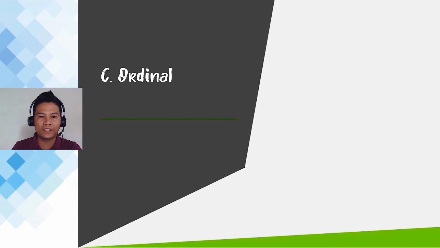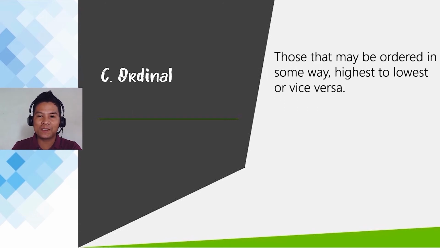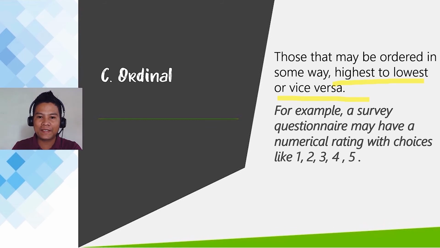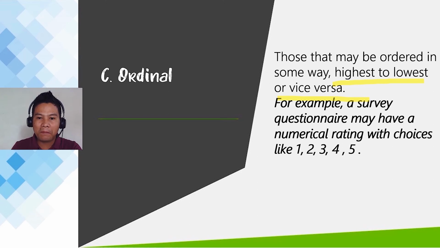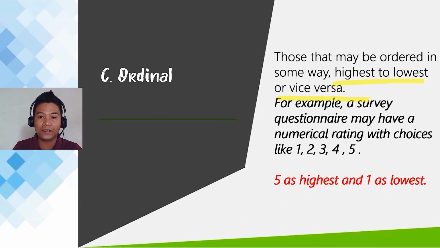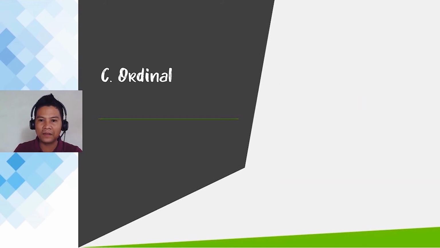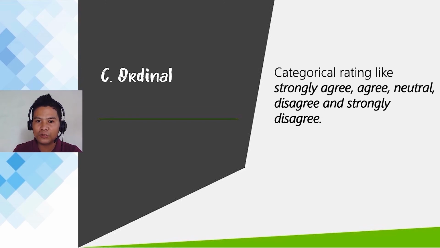Next, we have ordinal, those that may be ordered in some way, from highest to lowest or vice versa. For example, a survey questionnaire may have a numerical rating with choices like 1, 2, 3, 4, and 5, 5 as highest and 1 as lowest. Categorical rating like strongly agree, agree, neutral, disagree, and strongly disagree are under ordinal.